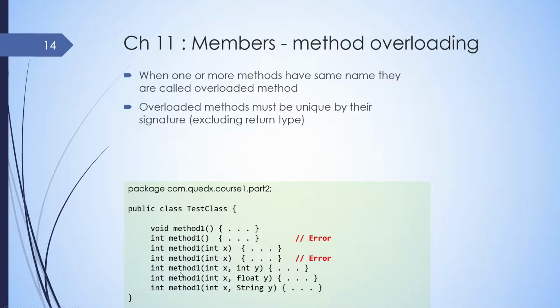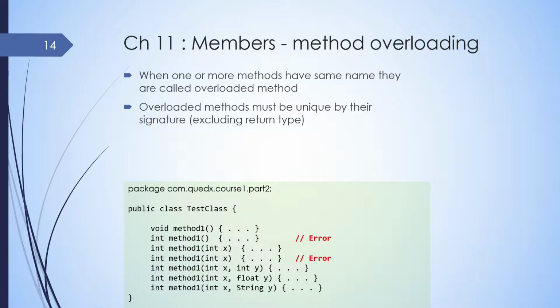In the next case, we have method 1 with int x, int y. So the number of arguments is different, hence it is unique, it is okay. In the next one, we have method 1 with int x, float y. You can see here the number of arguments is the same, but the data type is different. So here there is no error. In the last one, we have method 1 with int x, string y. Here the number of arguments is the same, but the data type of the second argument is different. So hence it is not an error.